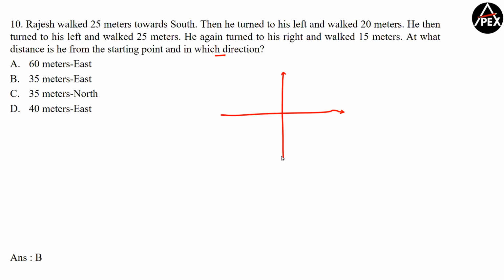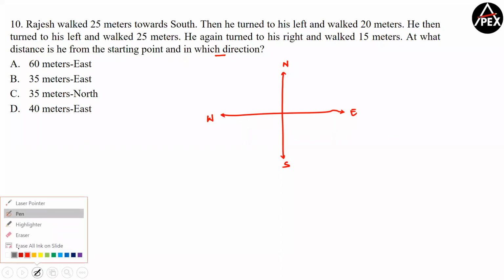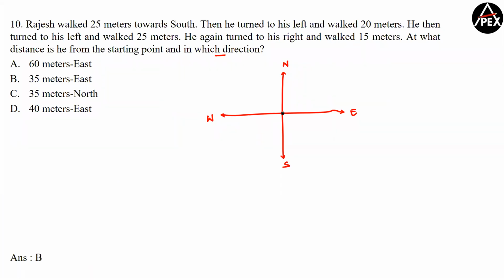Let this be the axis, the direction pointer. So this will be my north, this will be my east, this will be south, and this will be west. Okay, so let this be the starting point.